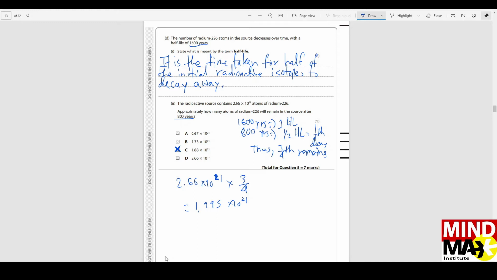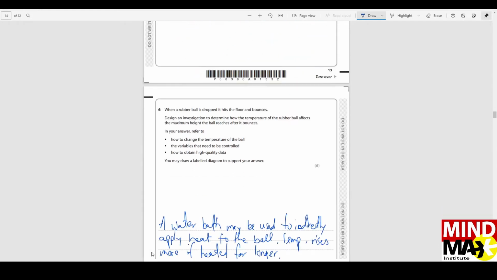They asked for an approximation. So the only value which is coming close to 1.995 into 10 to the power 21 is 1.88 into 10 to the power 21. Okay.